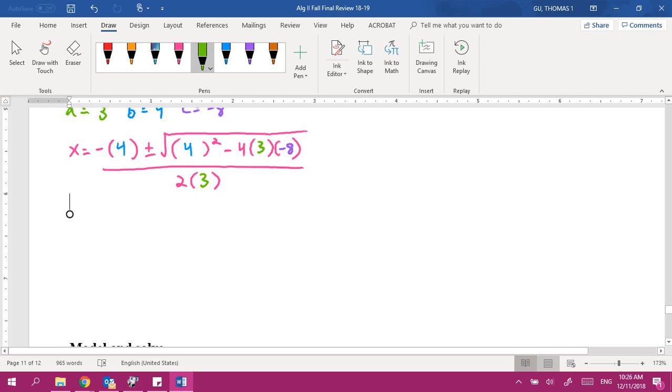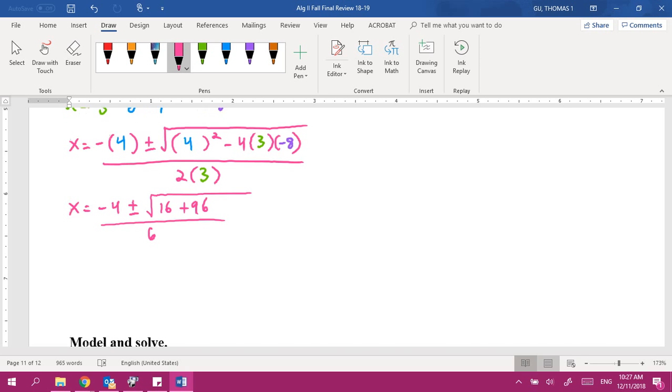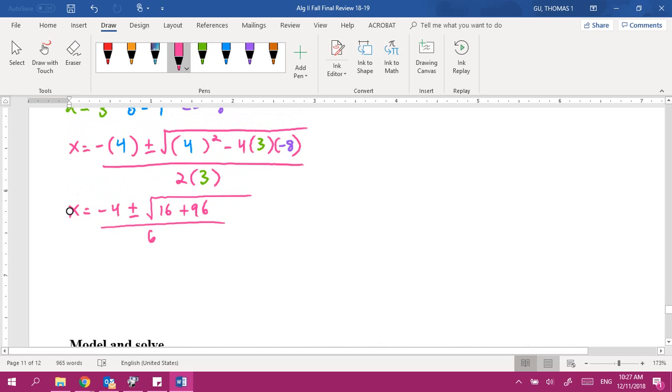things out, right? So we have x equals, what's this first term going to turn into? Negative 4 plus or minus square root of, what is 4 squared? 16. Then we have negative 4 times 3 times negative 8. What's that? Positive 96. All over, what's 2 times 3? 6. So let's go ahead and change the 16 plus 96. What's 16 plus 96? 112.